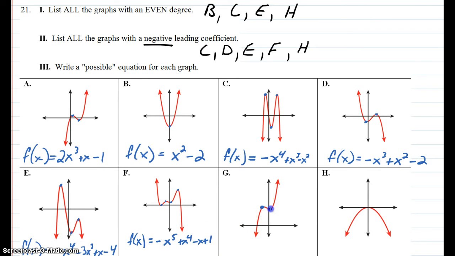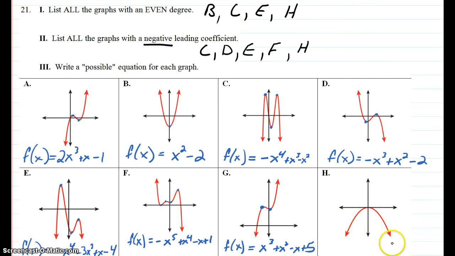Here we have 1 turn, 2 turns. So f of x equals, it is going up, so you can just say x cubed plus x squared minus x. And here it looks like the y-intercept is somewhere up there around 5.